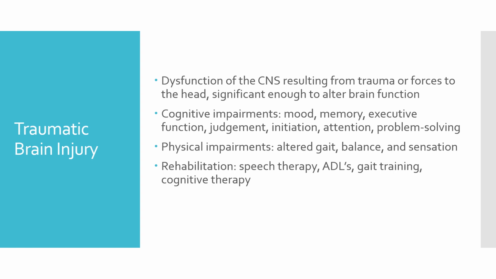Physical impairments commonly include altered gait patterns, balance deficits, and changes in sensation. Rehabilitation for a TBI is truly interdisciplinary. Speech therapy addresses communication and cognitive deficits. Occupational therapy focuses on activities of daily living. Physical therapy works on gait training, balance, and mobility. Neuropsychology may address cognitive rehabilitation. The key is coordinating all these services to help regain the maximum function for the patient.